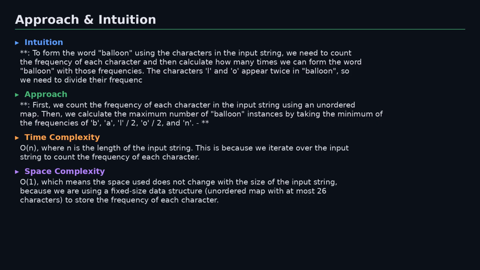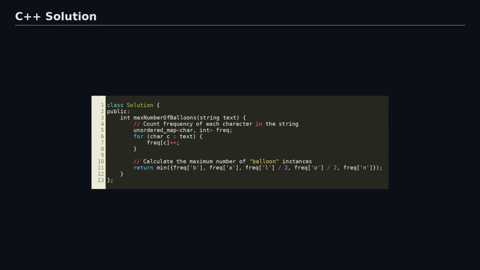We'll use a special tool, called an unordered map, to count the frequency of each character. Then, we'll use those frequencies to calculate how many times we can form the word balloon. Now, let's take a look at the code.